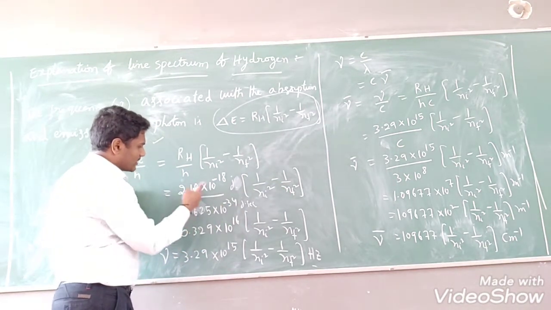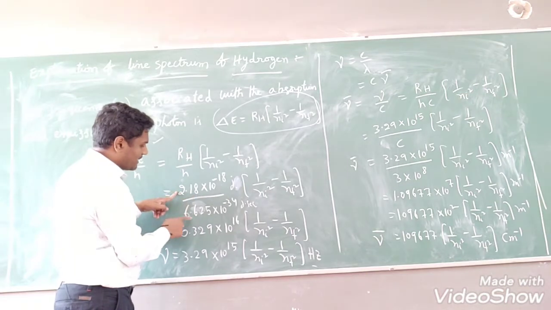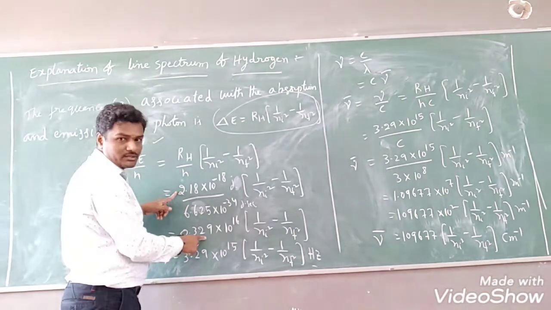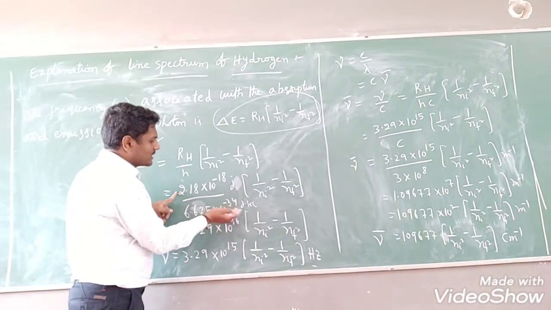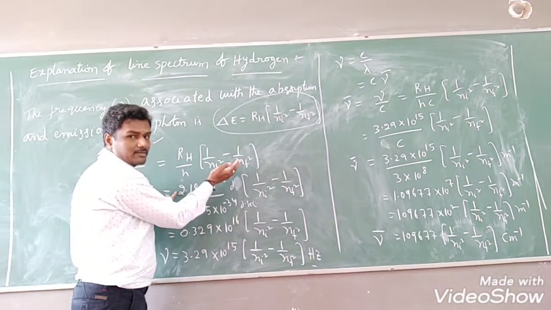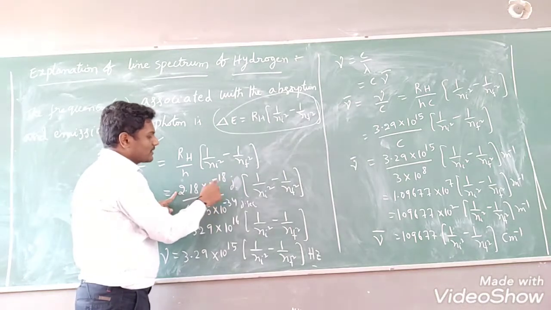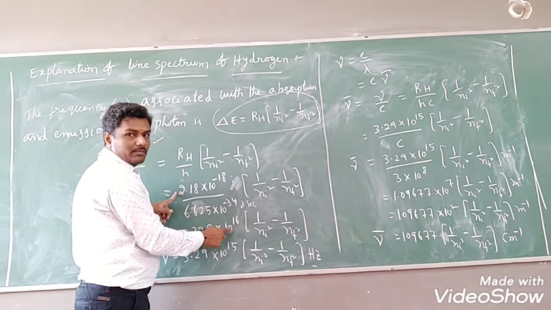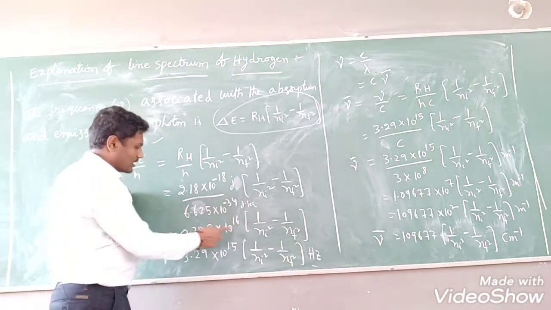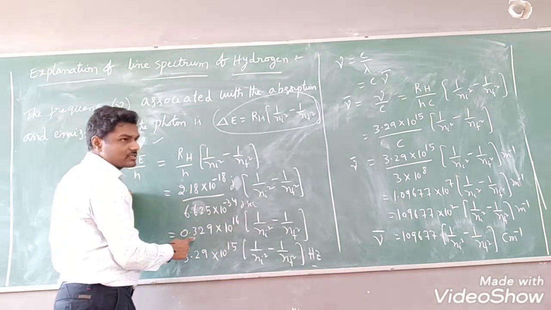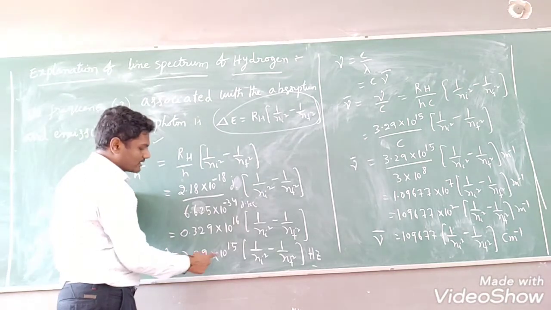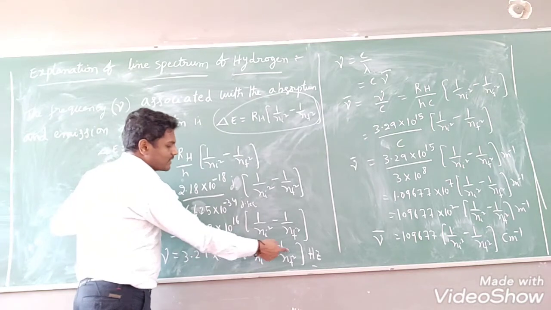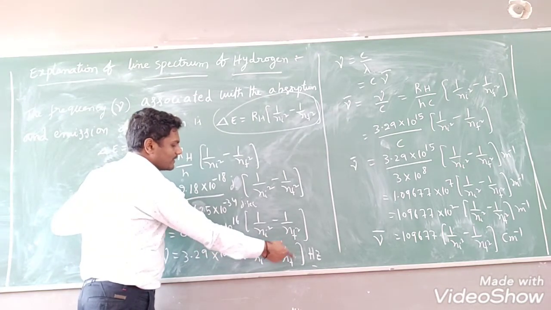If you solve this expression, 2.18 divided by 6.625 gives 0.329. 10^-34 is in the denominator with the second, so you can send it to the numerator and it becomes plus 34. The base is the same, so we can add the powers: −18 plus 34 is plus 16. Since we have 10^16, you can multiply the 10 with this, so you will get 3.29, and the remaining 10^15 stays as it is. So 1/Ni² − 1/Nf² stays common.